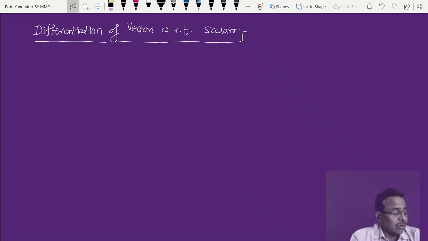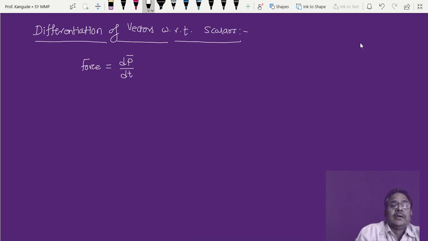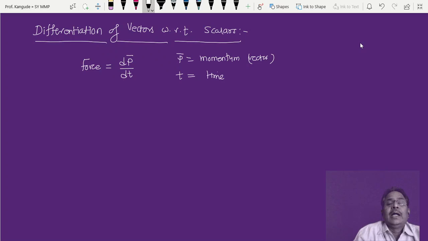Now in physics we have defined many times the force. Force is given by the rate of change of momentum. That is Newton's second law of motion. Here this quantity P bar is momentum, and it is a vector quantity, whereas small t is time, and this is a scalar quantity. So this is differentiation of vector with respect to scalar, and the rate of change of momentum is nothing but force. So force F is given by dP bar upon dt.